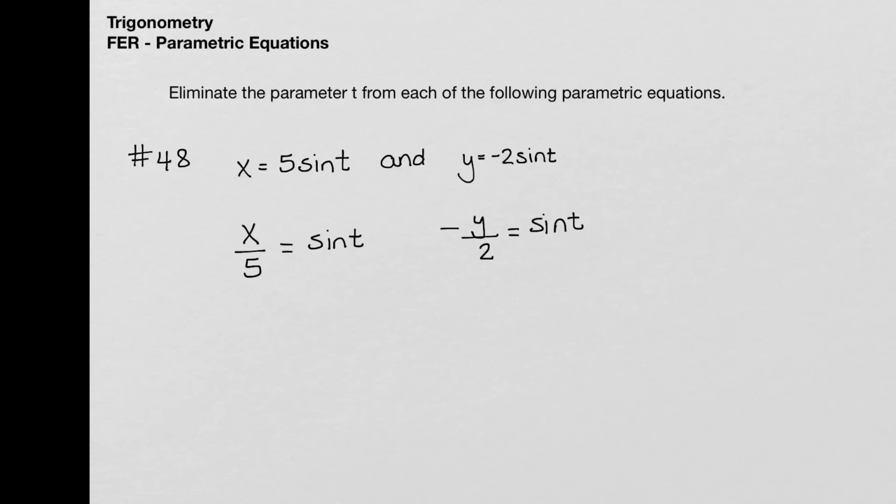Now before, one of them had a sine in it and one of them had a cosine, and so we used that identity of sine squared t plus cosine squared t equals 1 in order to simplify. But now I have the same thing on both equations. I have sine t here and I have sine t here. So what this tells me is that since x over 5 is equal to sine t, and negative y over 2 is equal to sine t, then x over 5 must be equal to negative y over 2.